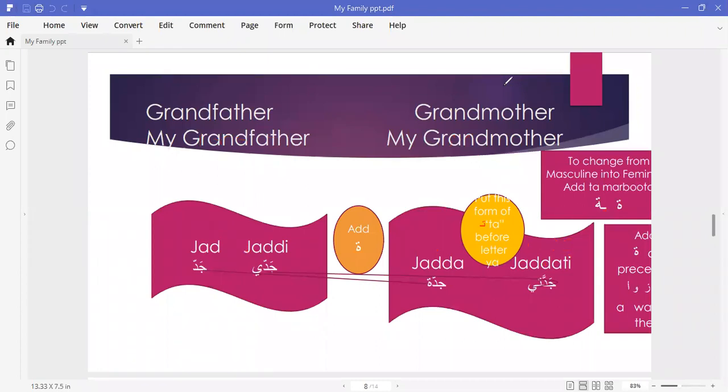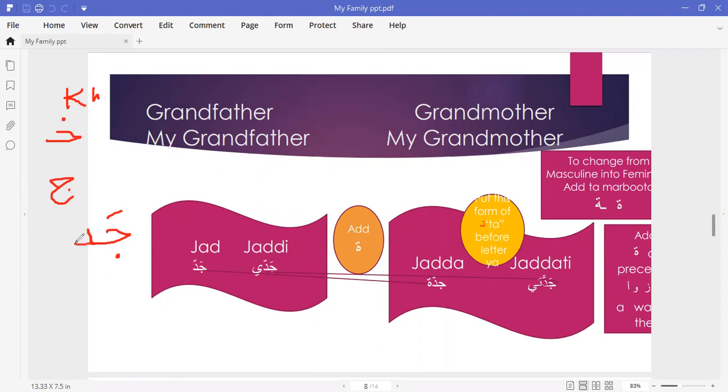Grandfather, my grandfather. Grandmother, my grandmother. Okay? Grandfather, what does it mean? When you have this form and the point above it, it's kha. This is kha. Okay? Now this is ja. It comes from this form, ja. But this is at the beginning. Ja. Ja plus fatha, ja.